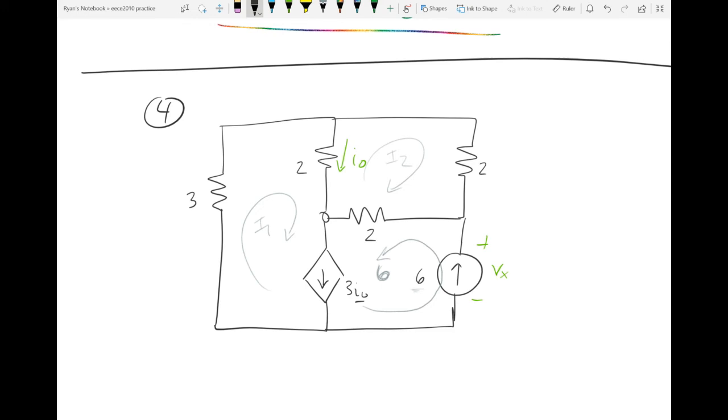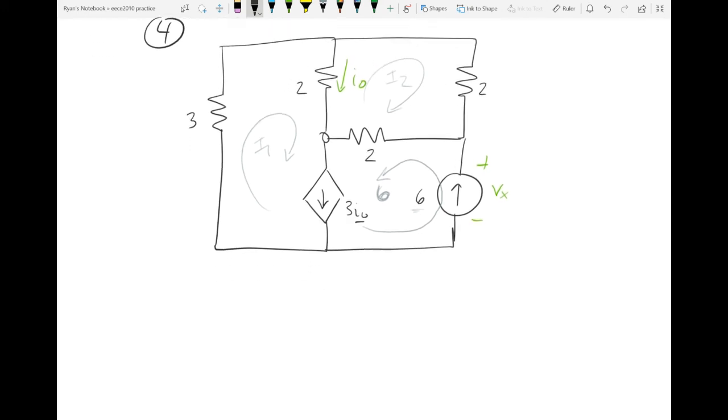Alright, so the first thing you want to do, again, is try to get rid of this dependent variable. So I know that I0 is equal to, if you look here, I1 comes down, but I2 goes up. So I0 is going to be equal to I1 going with I0 minus I2, which is opposing it. That means that you can write 3I0 as being 3I1 minus 3I2. Right? That takes care of this dependent source right here. Other things we want to do, okay?